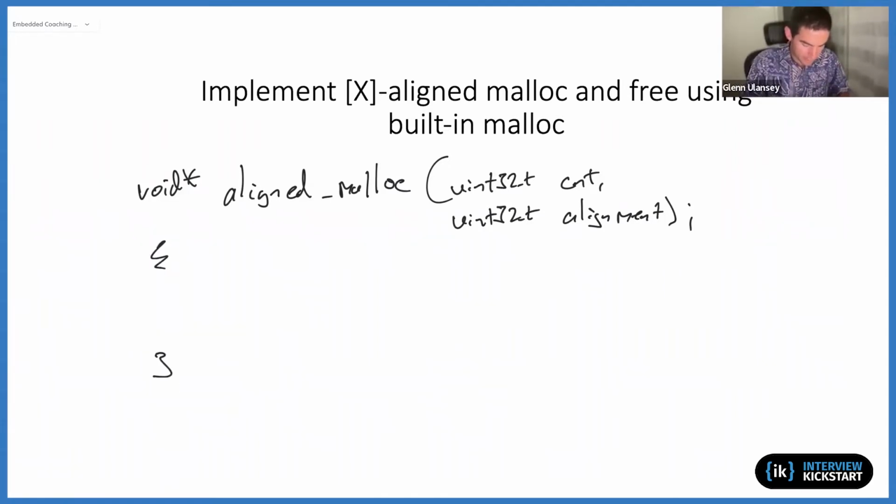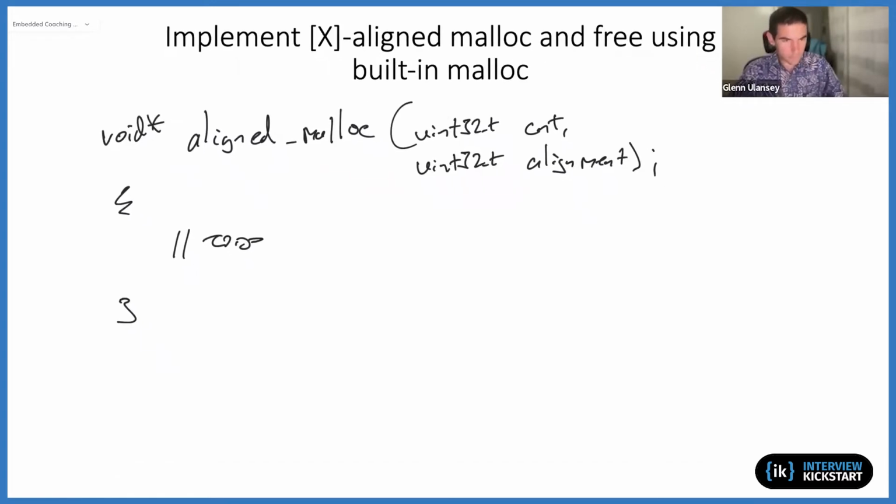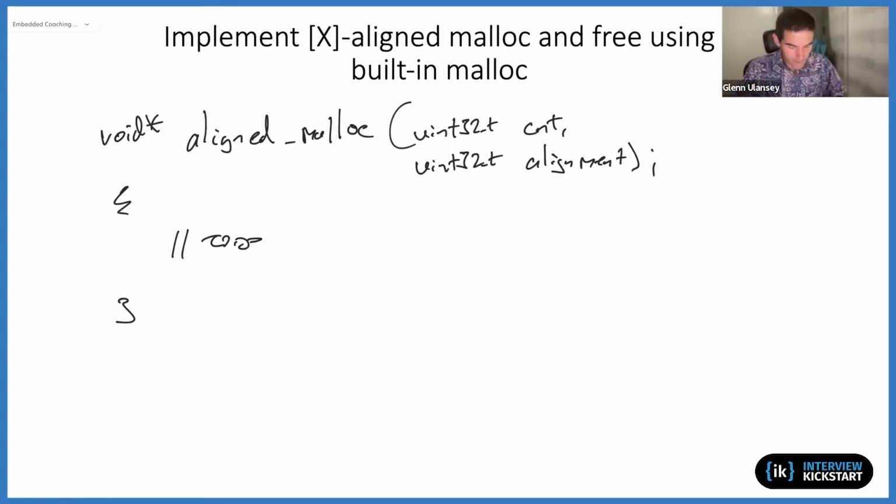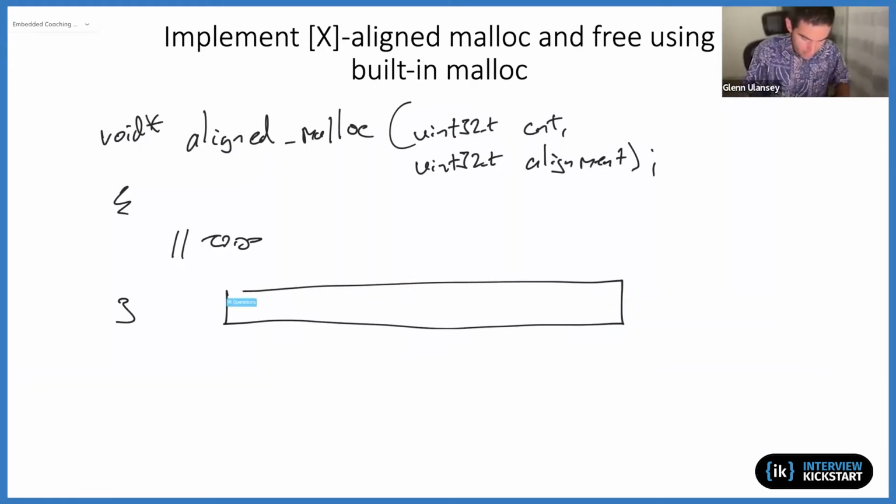So you're going to write this code to implement this aligned malloc function. That's the prompt here. What I think is the easiest thing to identify is that regularly when we call malloc, we get back a block of memory and a pointer to the beginning of that block. If we ask for 100 bytes, the block of memory is going to be at least 100 bytes long.